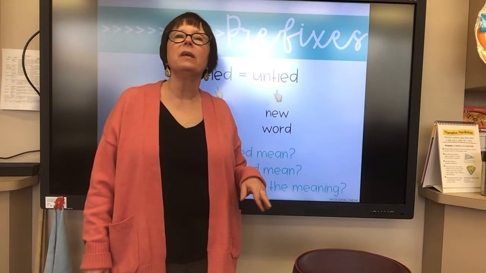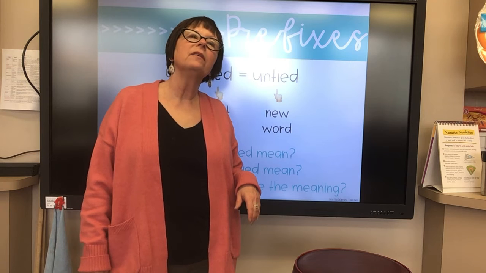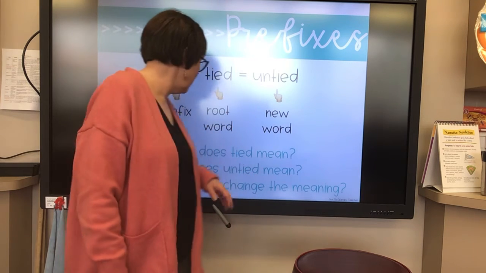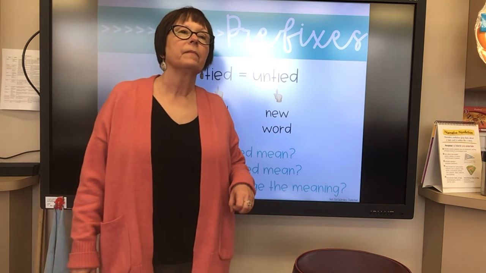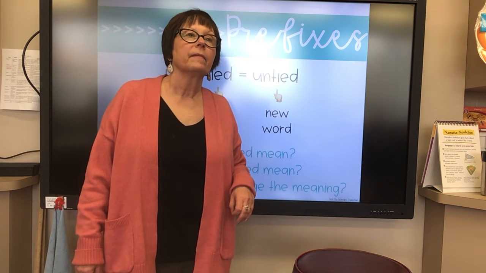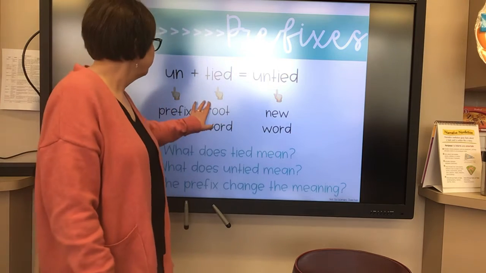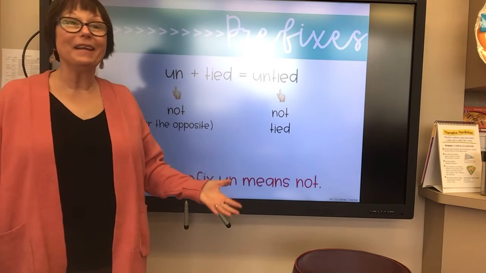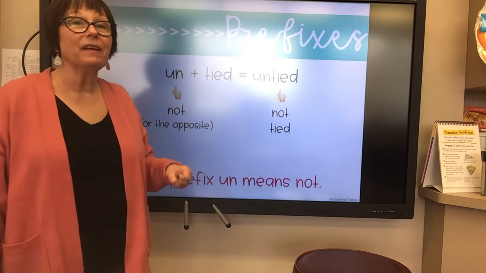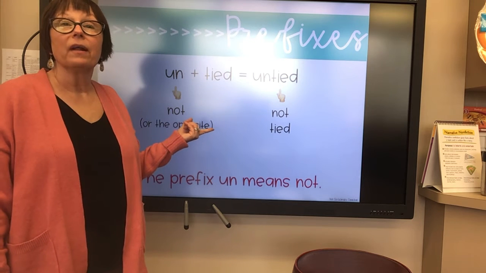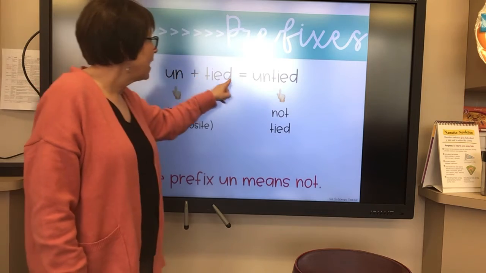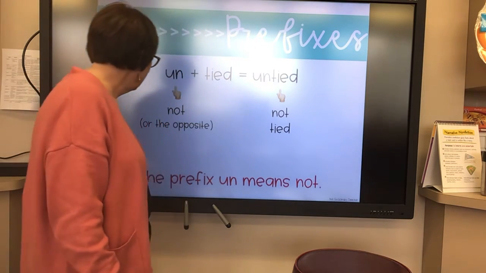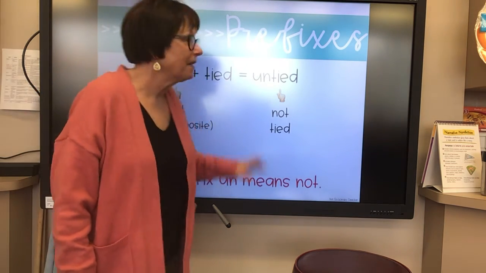So how did the prefix change the meaning? Maddie, how did the prefix change the meaning of that word? It made it so it means not tied. Not tied. So un also means not or the opposite, like our other prefix, dis, correct? Un and dis mean the same thing. So un plus tied equals untied, not tied. The prefix un means not.